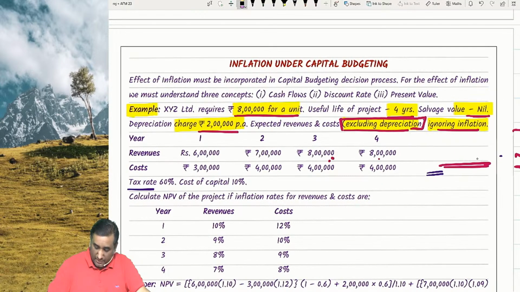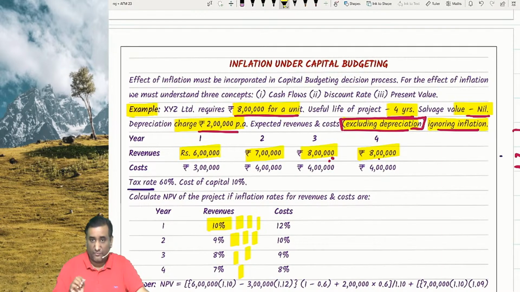So you will have to calculate the revenue. That means, sir, what we'll do once again: 6 lakh plus 10 percentage, 7 lakh would be 10 and 9, 8 lakh would be 10, 9, 8, and 8 lakh would be 10, 9, 8 and 7. Similarly for cost, and then you have revenue minus cost minus depreciation, PBT minus tax, PAT, add back depreciation, CFAT, multiply by the 10% factor. Sir, this is including inflation, nothing is said. We have to use this money only, otherwise there was no sense of giving the inflation concept here.